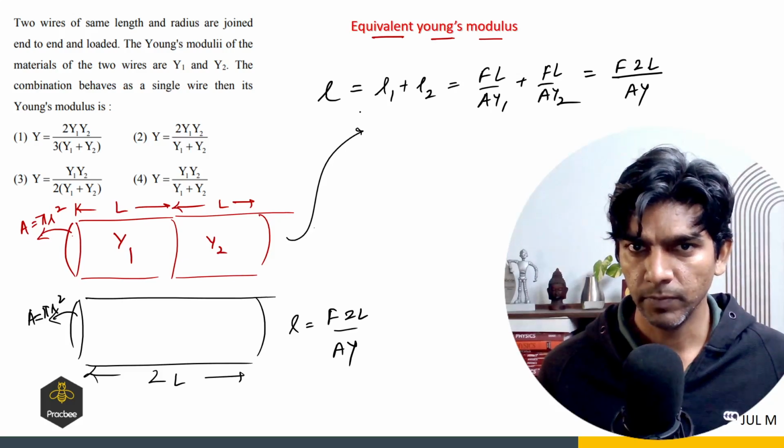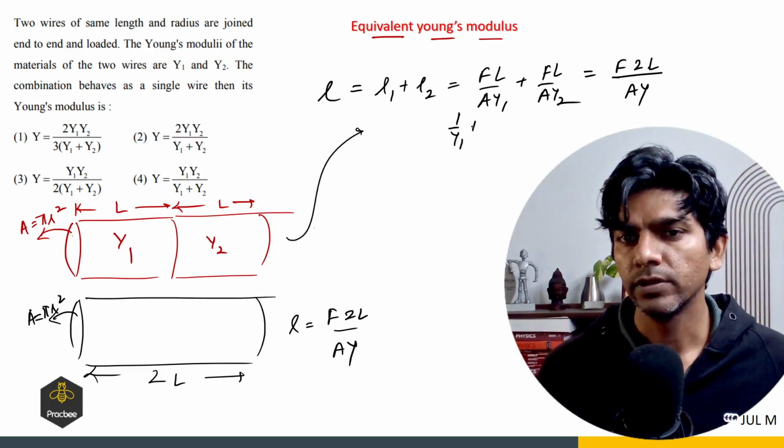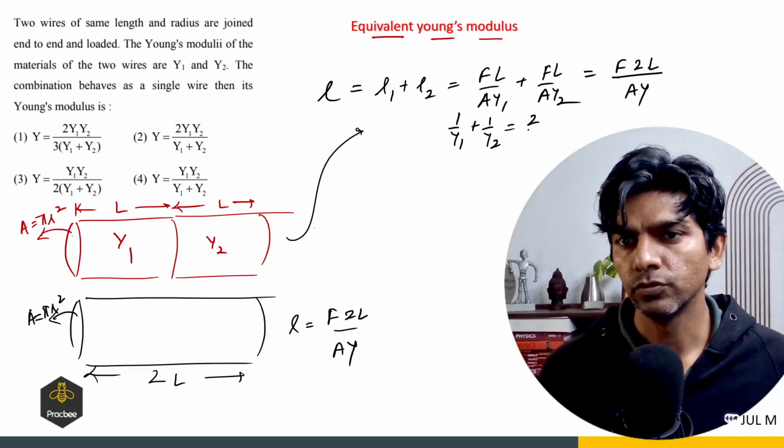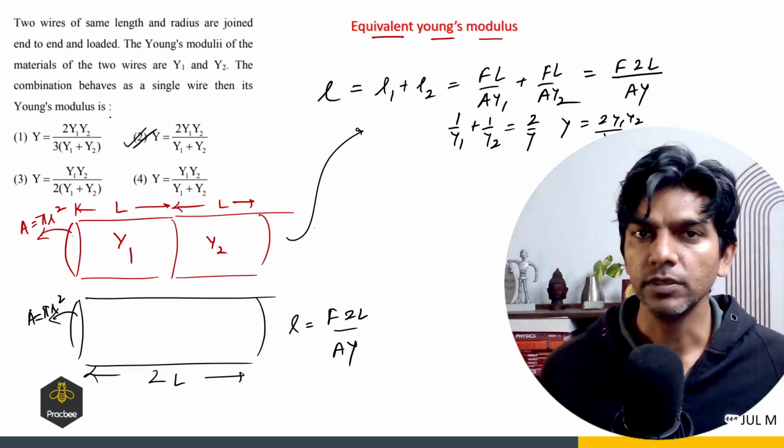Right, so elongation will be same in both the cases. So from this 1 by y1 plus 1 by y2 will be equal to 2 by y. So y comes out to be 2 y1 y2 upon y1 plus y2. So option 2 is the right answer.